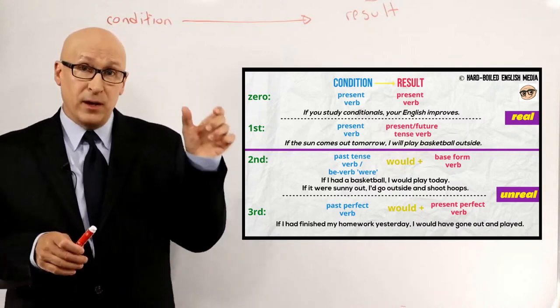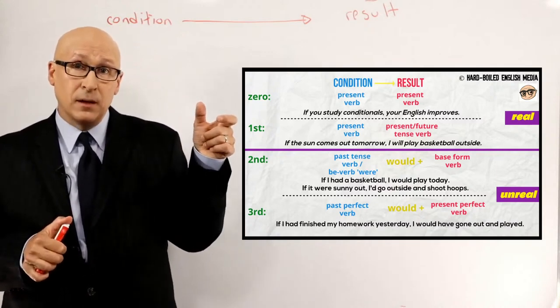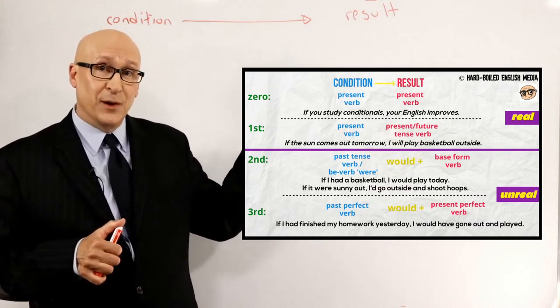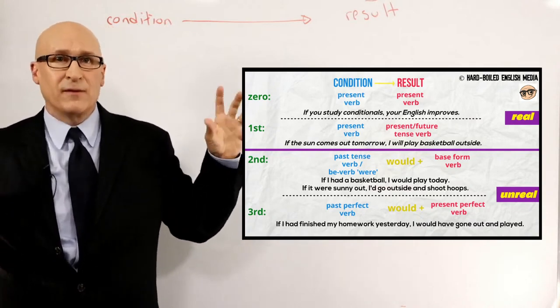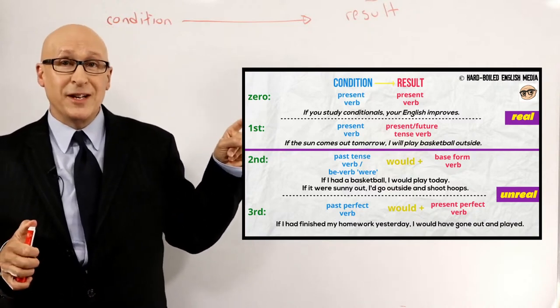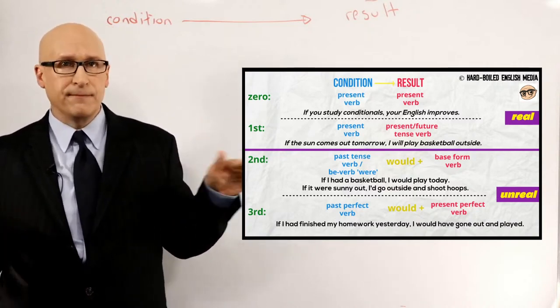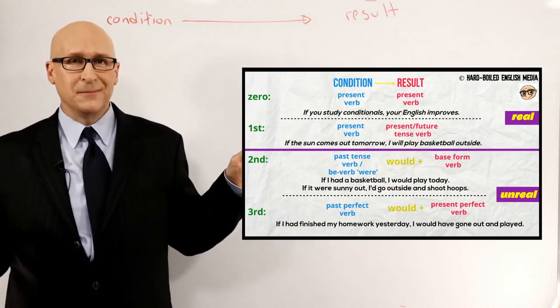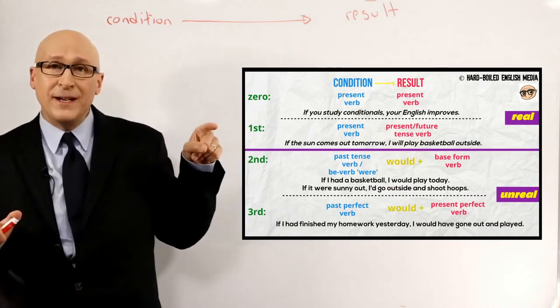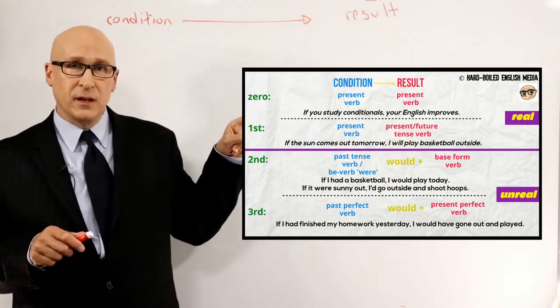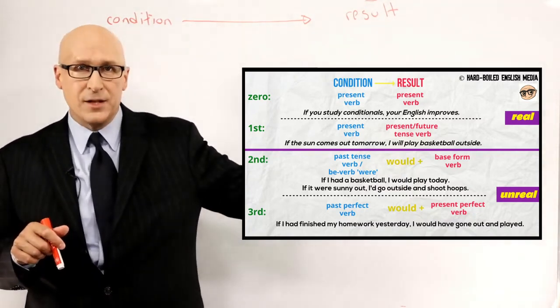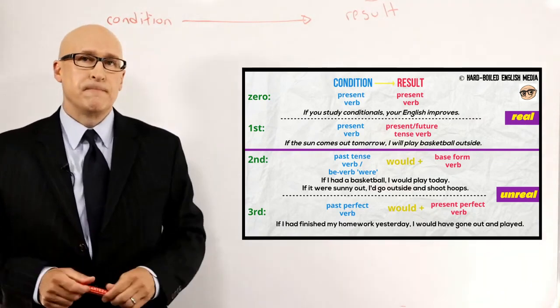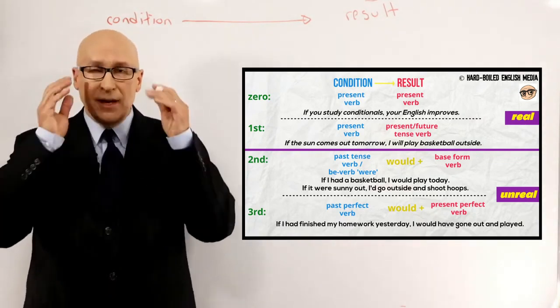And how do we make that? We use the present verb and present verb. So this is my little example here because for me it's a scientific fact. It's not really. If you study conditionals, your English improves. Always. Okay, now that's not a scientific fact, but for me, there's no situation where studying leads to worse English. Never happens.